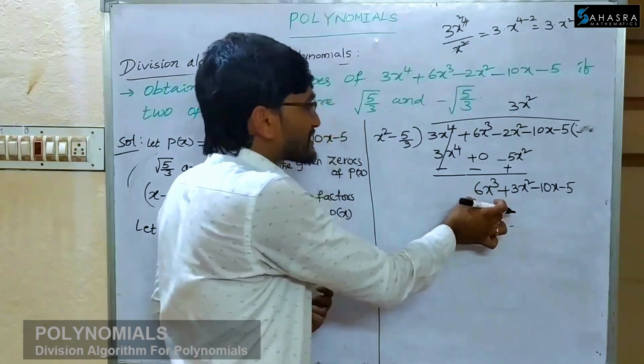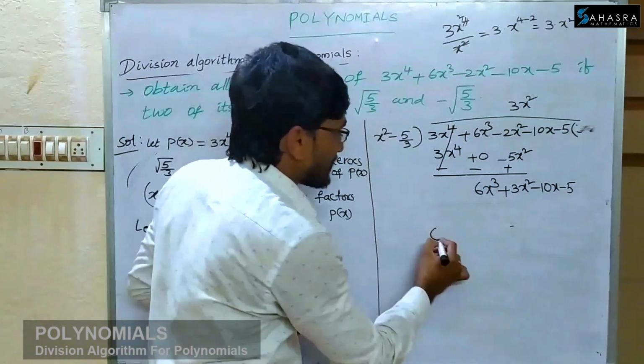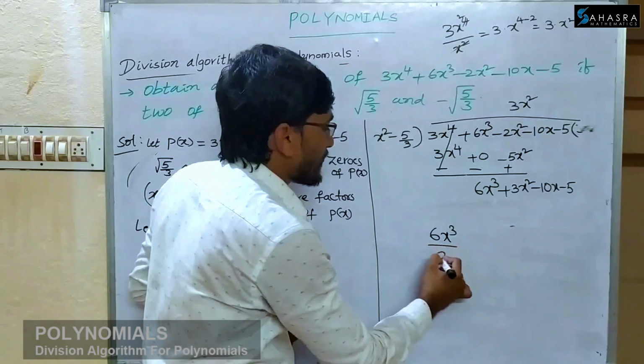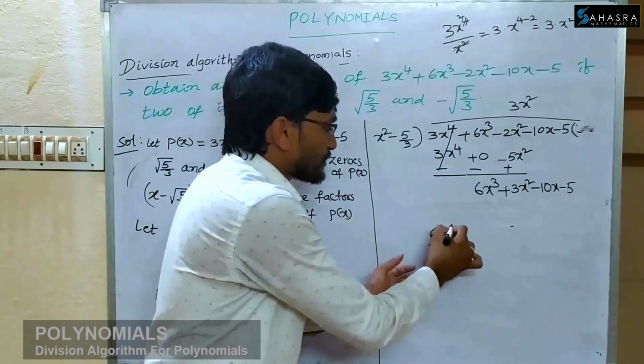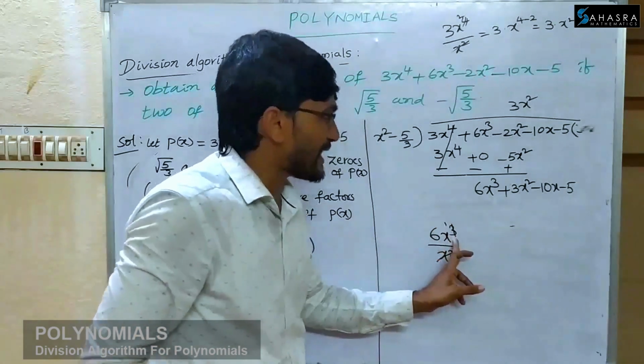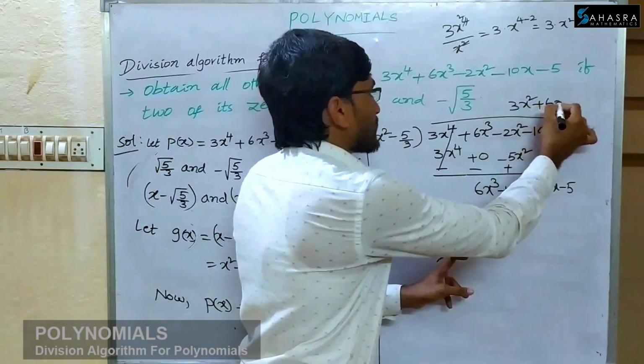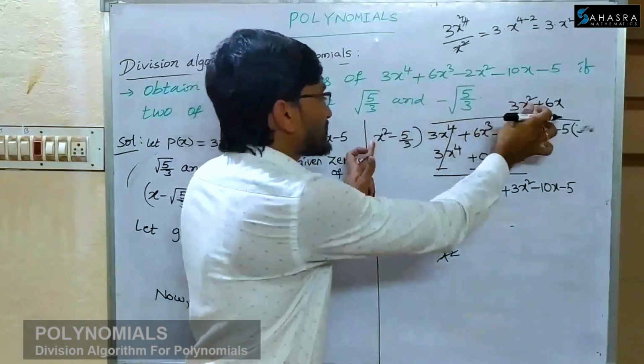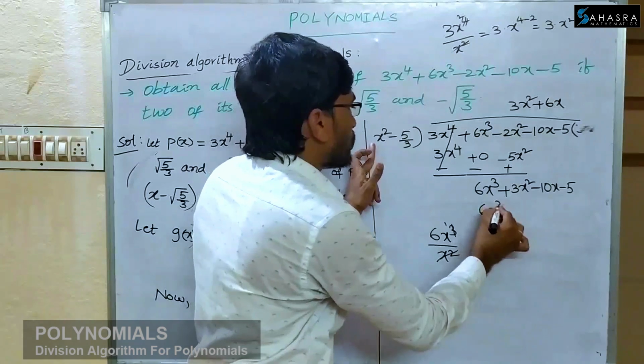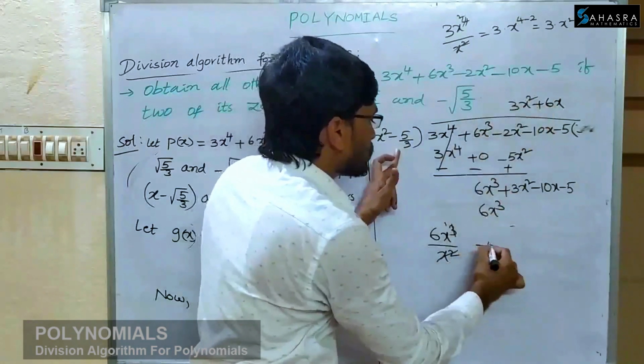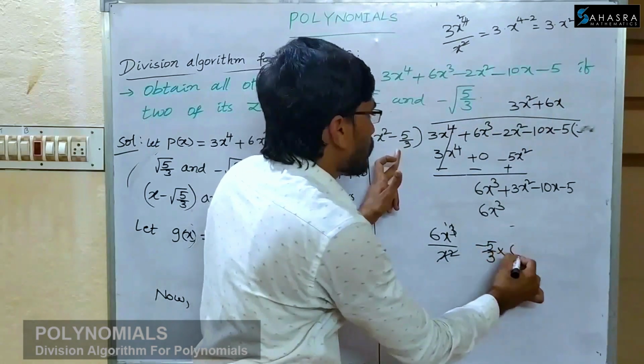Again divide 6x^3 by this x^2. 6x^3 by x^2, so x^2 term, cube term get cancelled. We can get 6x. Now multiply. x^2 into 6x, 6x^3. Minus 5 by 3 into 6x.